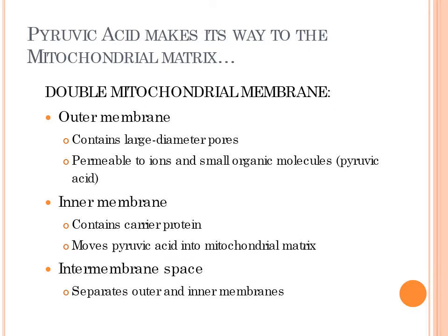So within the mitochondria, there's a double membrane surrounding the mitochondria. The outer membrane has large pores in it, and they are permeable to ions and small organic molecules, such as pyruvic acid. And then the inner membrane is lined with carrier proteins. The carrier proteins move the pyruvic acid through the membrane into the matrix of the mitochondria. The space between the outer membrane and the inner membrane is called the intermembrane space.